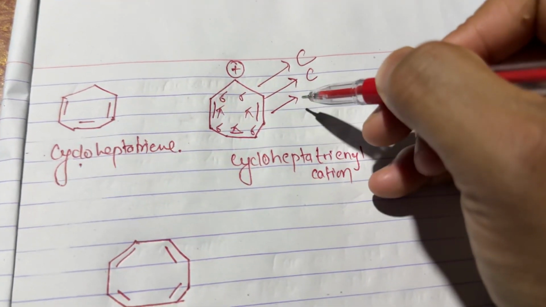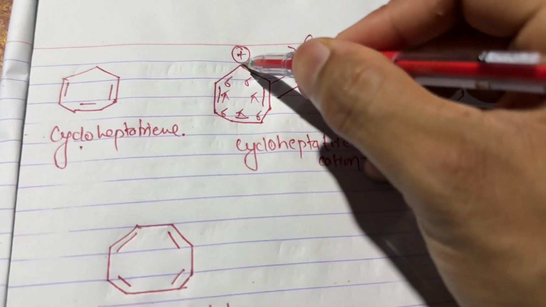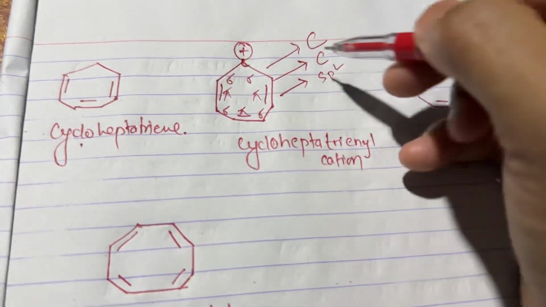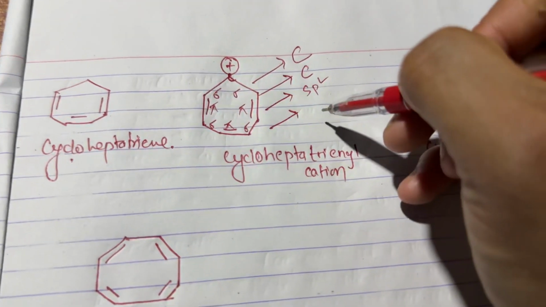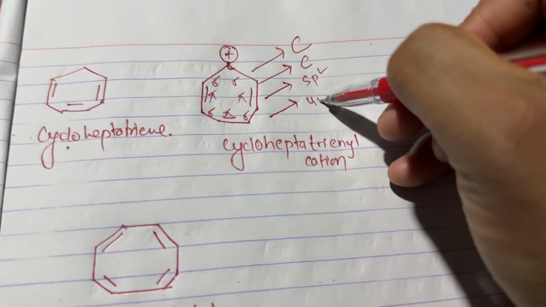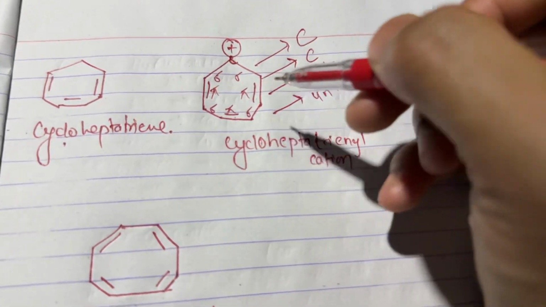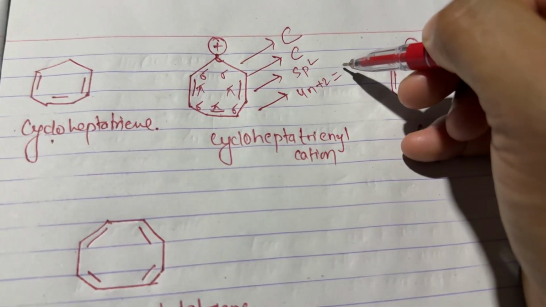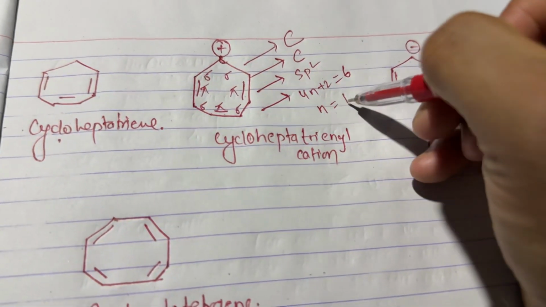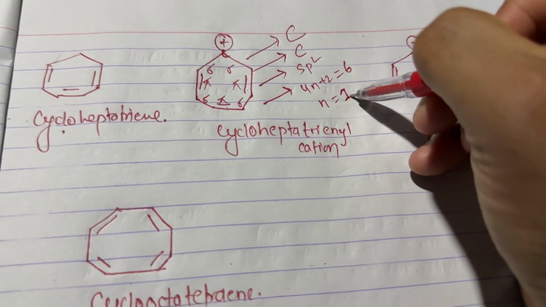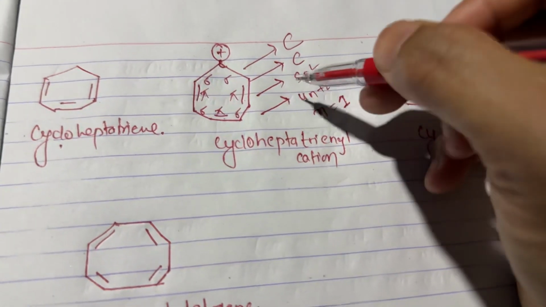And planarity, planar. So all the carbons are sp2 hybridized. In the carbocation, the carbon has a positive charge, and this is also sp2 hybridized, so it is planar as well. Another condition is Huckel's rule: 4n plus 2 equals how many pi electrons? 1, 2, 3 pi bonds. So we have 6 pi electrons. After solving this equation, we get n equals 1, which is a possible value that satisfies Huckel's rule.